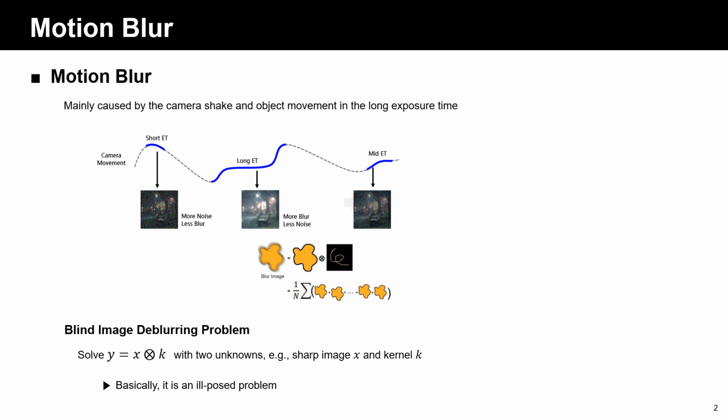Given a blur image Y, the blind image deblurring procedure finds a sharp image X. Since many combinations of sharp image and blur kernel can make the same blur image Y, the blind image deblurring problem is treated as an ill-posed problem.